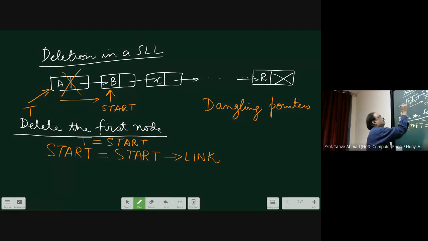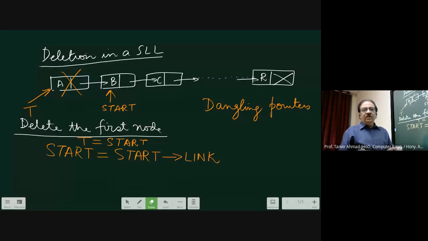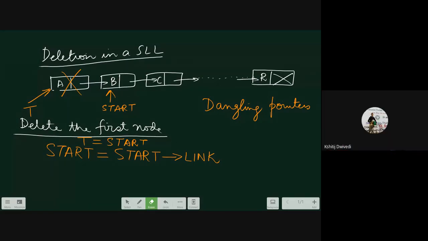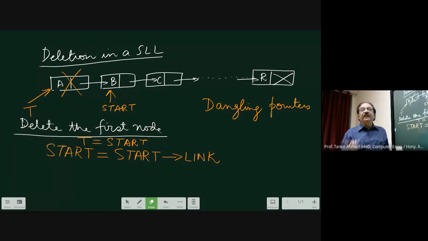Now what will happen? Start is not here. The start has moved. Now start has moved from here to here. But t is already there. Therefore, what I will do in C, I will write, what is the reverse of malloc? Free function. Correct. You will say free t.